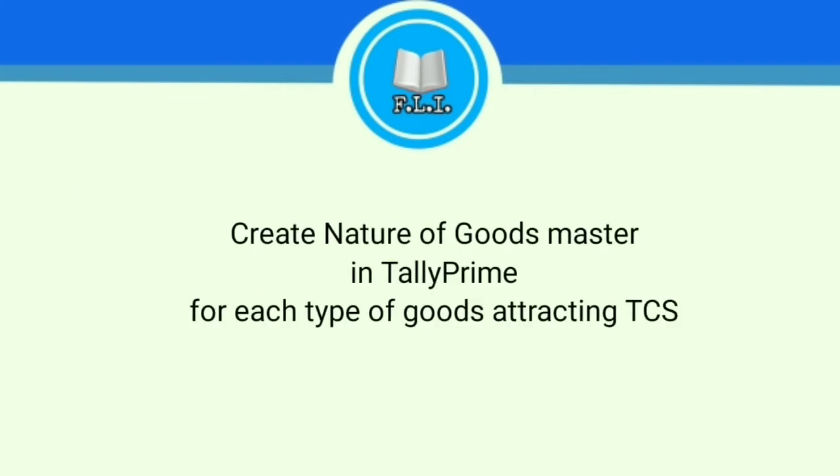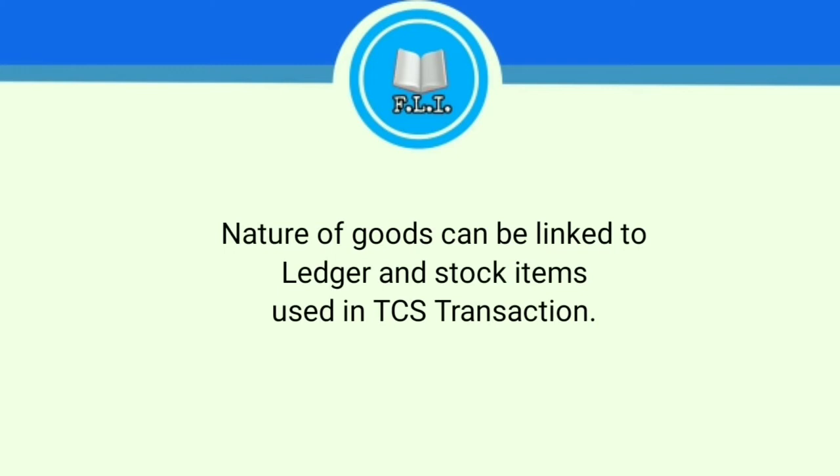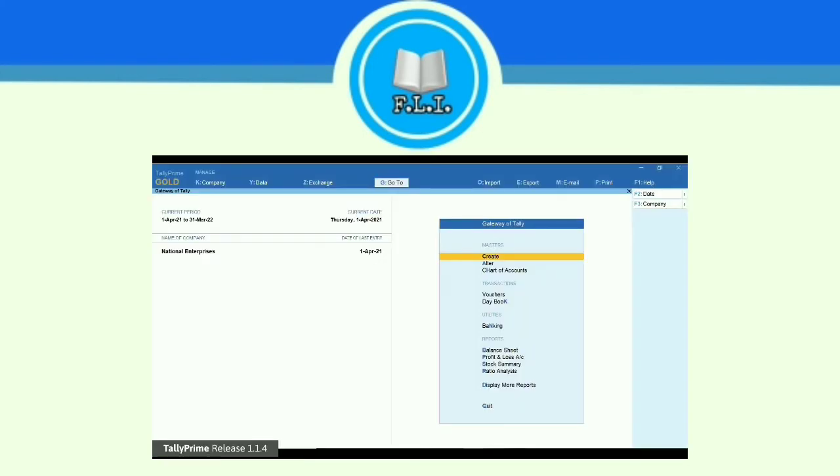You can create a nature of goods master and set the tax rate, type of calculation and threshold limit. This nature of goods can be linked to any master that will be used in a TCS transaction involving that particular nature of goods. It can be linked in the buyer ledger, TCS stock items, TCS sales ledger and the TCS duty ledger. Let us look at the process to create masters and link them to the nature of goods.